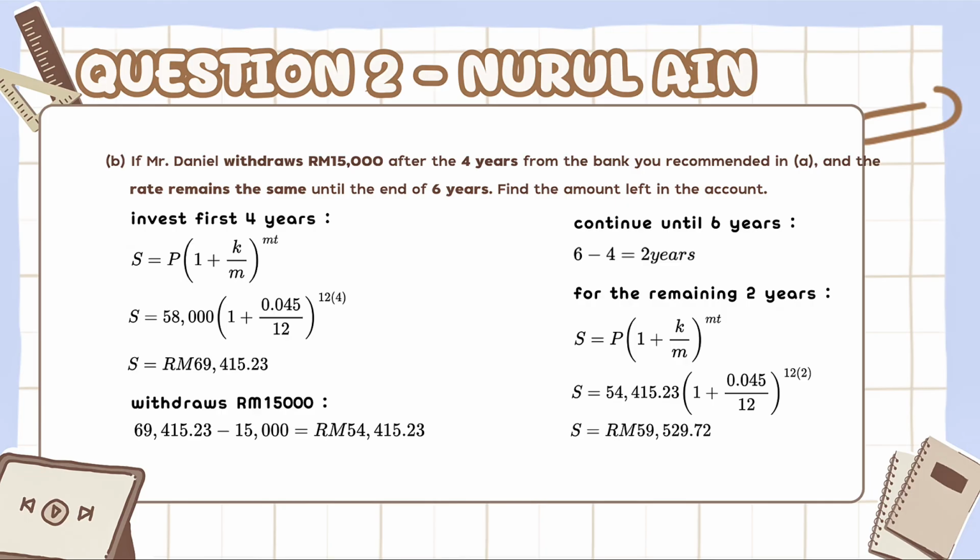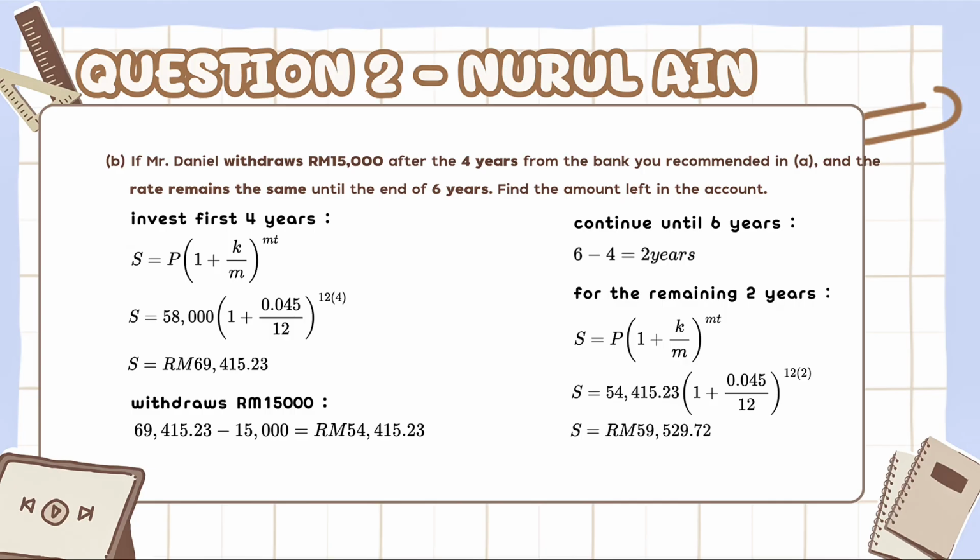69,415.23 cents. And then we will withdraw it, so we need to minus the 15,000 and we will get RM 54,415.23 cents. And then we will calculate for the remaining years. Since Mr. Daniel invests for 6 years, we will minus the 4 years that we already calculated and we will be left with 2 years. For the remaining 2 years, we will calculate it according to the same S formula, and we will substitute it with the answer that we gathered after the withdrawal.